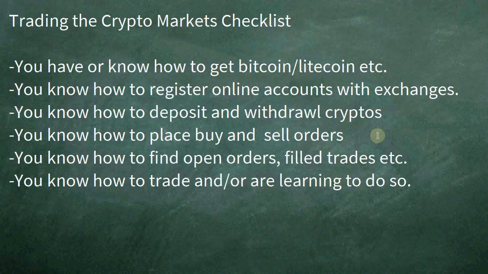Now, as far as the next one, you've got to know how to place buy and sell orders. Understand how the order book works on the exchange you're using. It's also good to know that there are 4 kinds of people active in the market. There are bidders, askers, buyers, and sellers. If you're a bidder or an asker, you are a maker. And if you are a buyer or a seller, you are a taker, which means you are taking the offers which other people have put up, which are available.